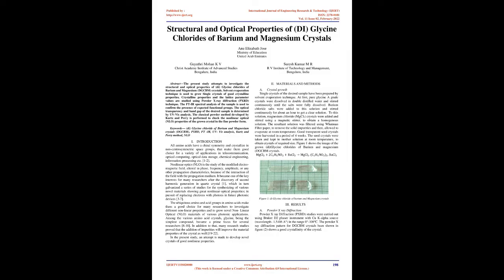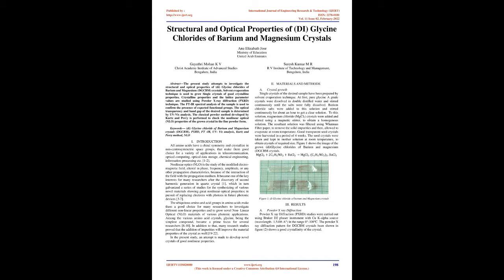Structural and optical properties of D-Glycine Chlorides of Barium and Magnesium crystals. Abstract. The present study attempts to investigate the structural and optical properties of D-Glycine Chlorides of Barium and Magnesium, DGCBM, crystals.